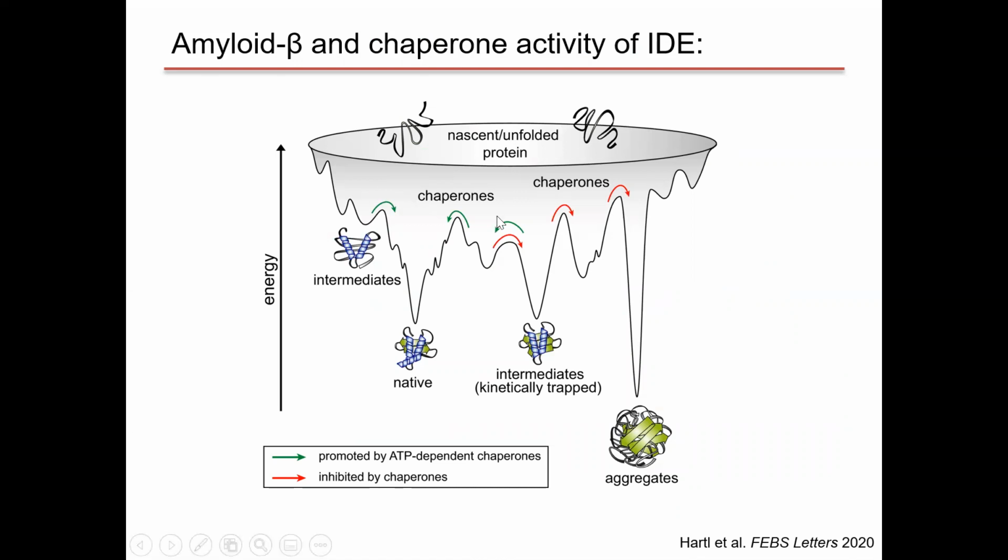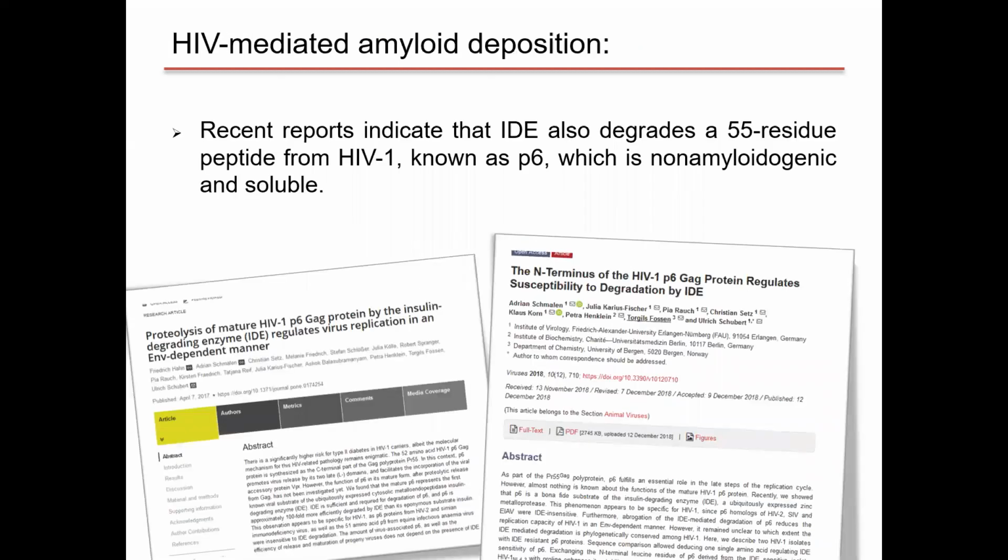The green arrows in this figure represent the processes promoted by the chaperones, which lead to stable protein conformations, while the red arrows represent the processes that are inhibited by chaperones, preventing the formation of misfolded proteins and protein aggregates. IDE similarly prevents aggregation of A beta by binding to it and preventing its participation in the aggregation pathway.